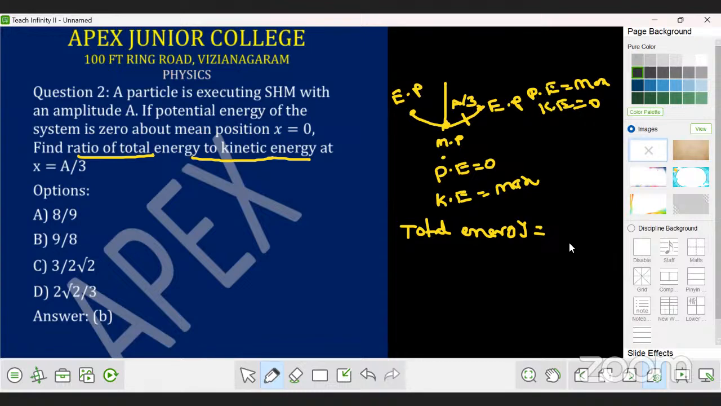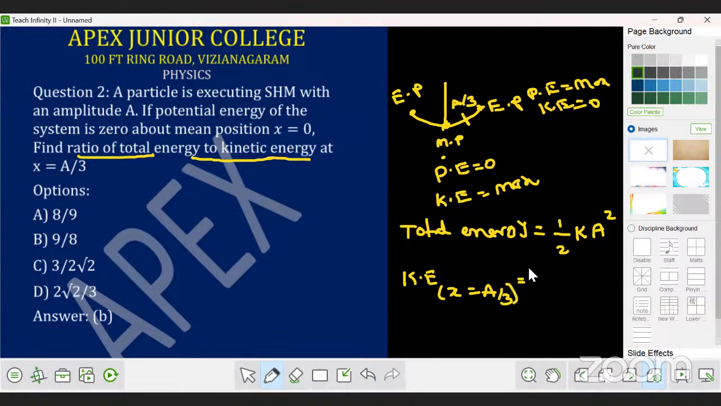What is the potential energy formula? Half k a square. What is the maximum potential energy? We have half k a square. And what is the question here? Kinetic energy at x equal to a by 3. Then you have to calculate kinetic energy at x equal to a by 3.